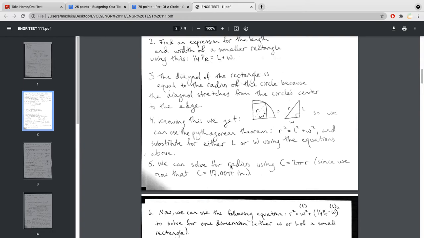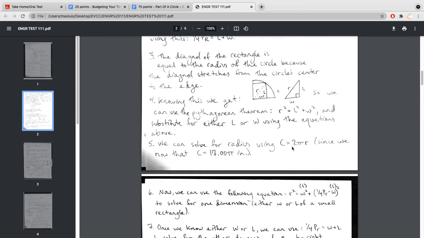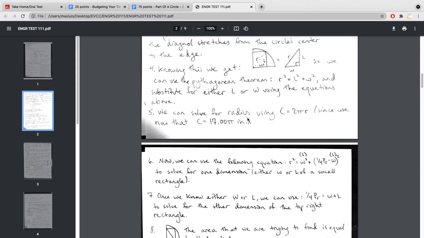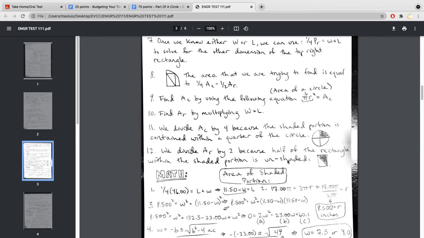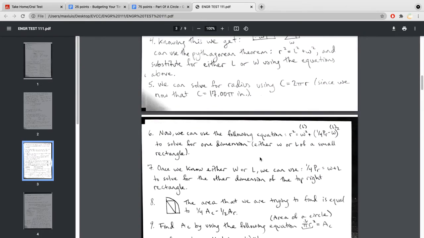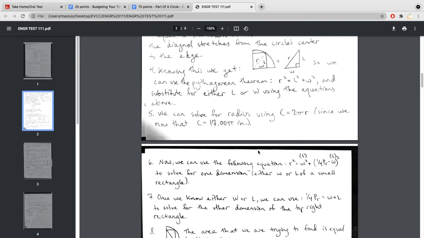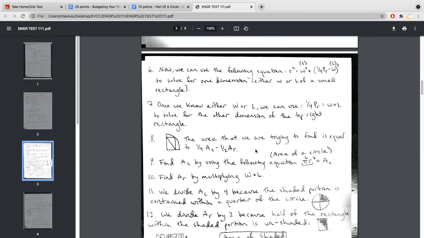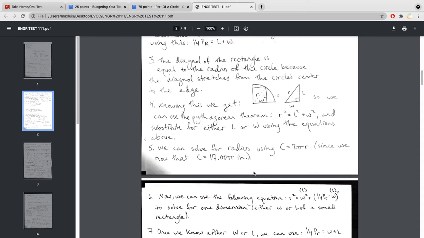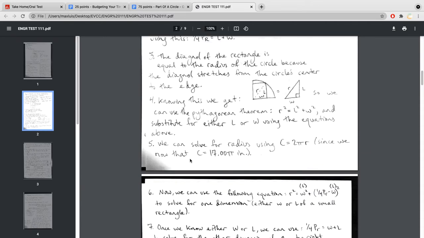Number 5, we can solve for the radius using the circumference formula, which is 2 pi r. And we know that the circumference is 17 pi inches. So, did I list it down here? Just a second. Okay, I don't know if I listed the radius, but the radius would be: 17 pi is equal to 2 pi r. Divide 17 pi by 2 pi. The pi's will cancel out. Divide 17 by 2, and you get 8.500 is equal to the radius.